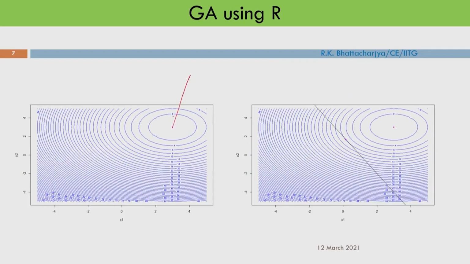This is the unconstrained solution of this particular problem, that is your x star, okay, but the constrained solution is somewhere here. So, this is the x star of the constrained solution. We will apply a genetic algorithm and try to get the constrained solution. So, let us solve this problem using R.